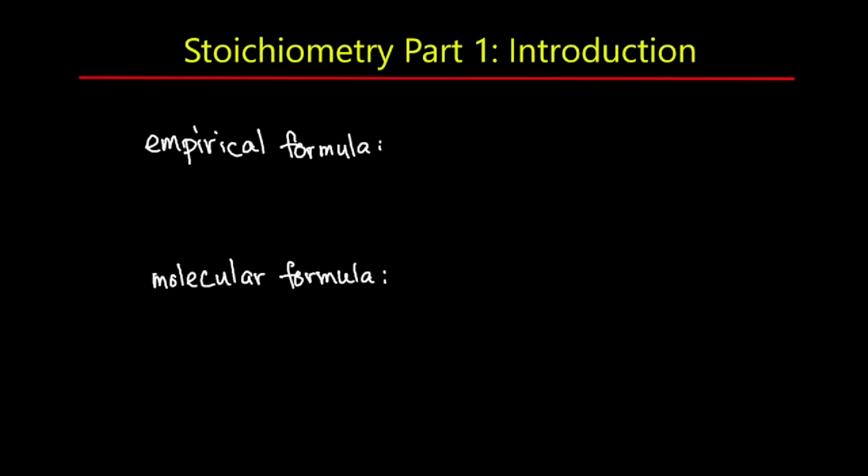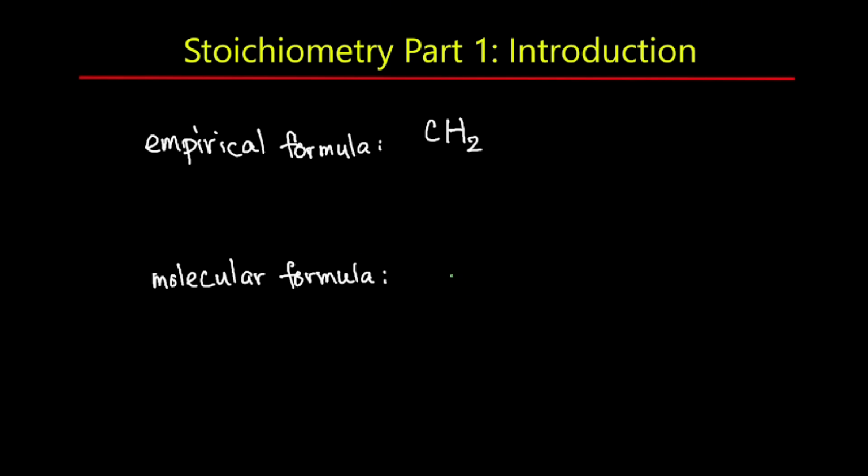Now I would like to introduce the empirical and molecular formulas. They are similar, but they're not the same thing. The empirical formula is the smallest whole number ratio of atoms in a given compound. For example, the empirical formula of C2H4 would just be CH2. And that's because we have 2 carbons to 4 hydrogens, which is the same thing as saying 1 carbon for every 2 hydrogens. Now notice that I'm not saying the compound is CH2, I'm only saying that the empirical formula of said compound is CH2.